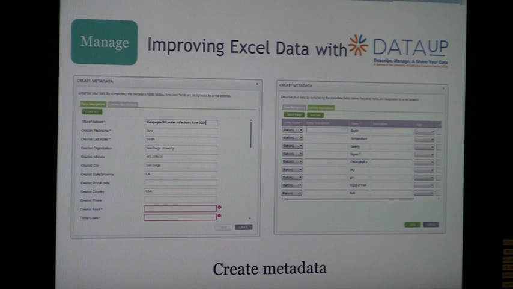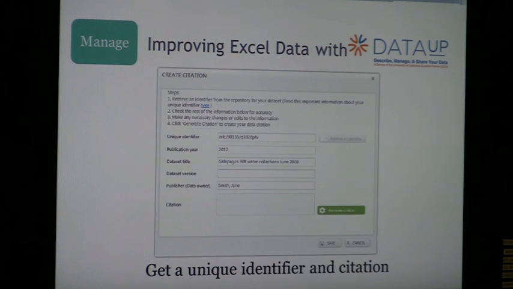So the next part of what DataUp does is it helps you to create a unique identifier and citation if you would like to be able to cite this data. And we'll talk a little bit more about unique identifiers in a minute, but this allows you to share your data set with other people and also to get credit for that in forms of citation.